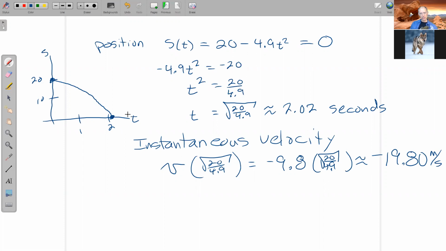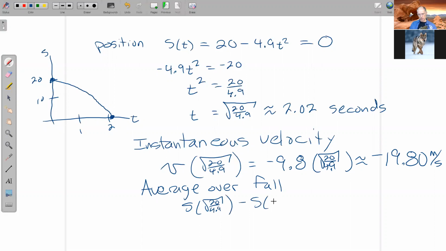Now to get the average velocity from start to finish over the fall here, that would be find S of T2, which is the square root of 20 over 4.9, minus S of 0, divided by the time difference, the square root of 20 over 4.9 minus, we started at time 0. So let's try that in a calculator.